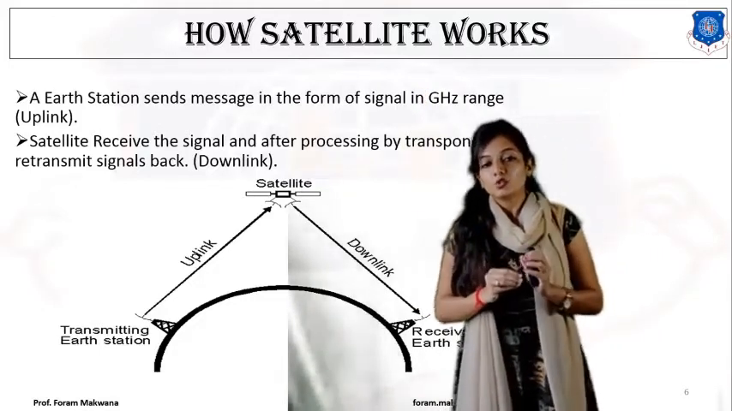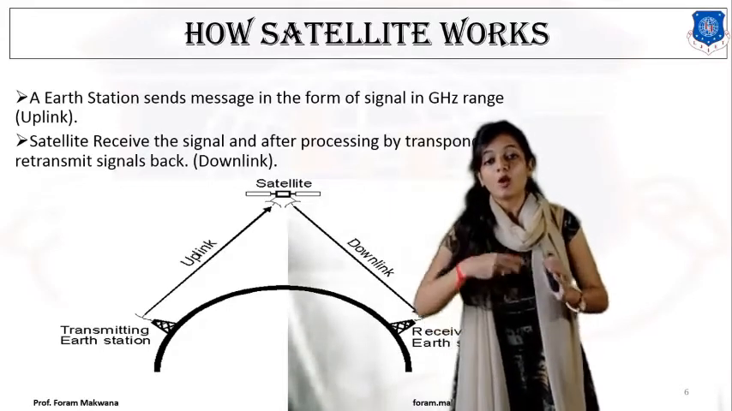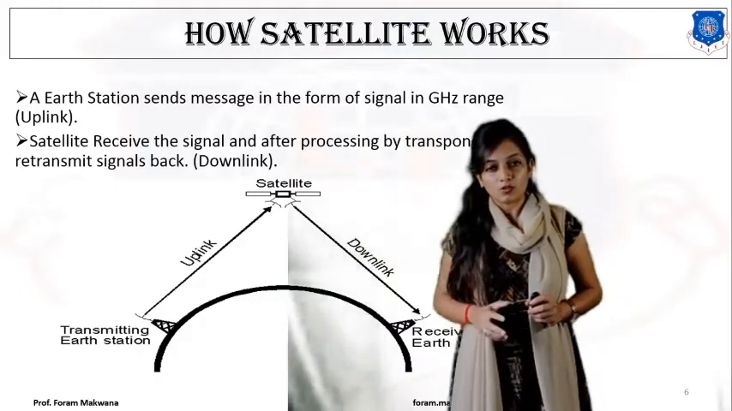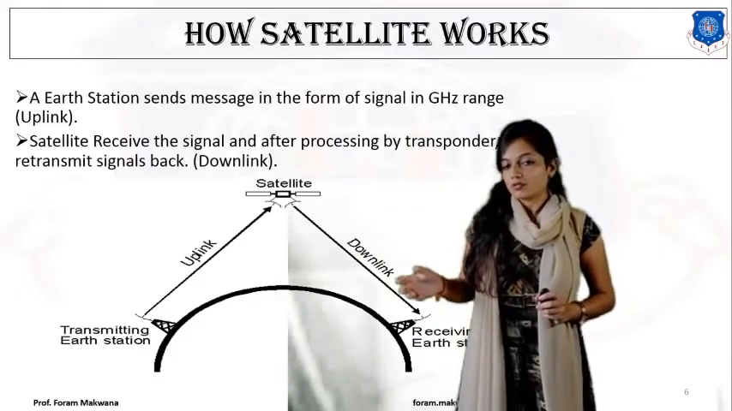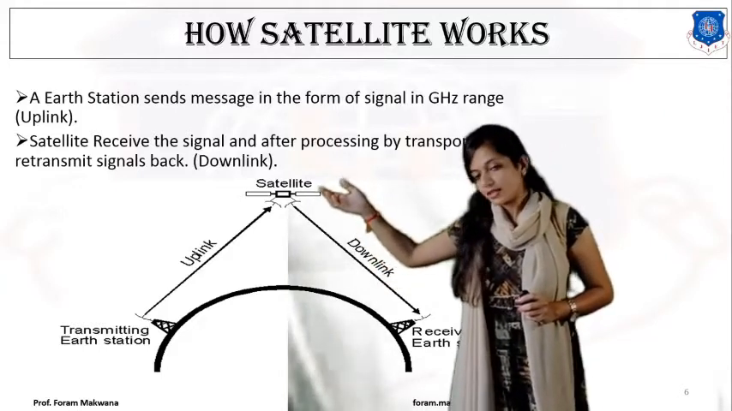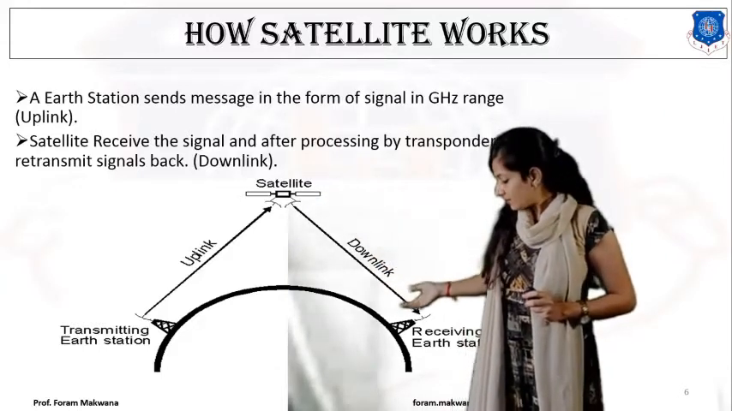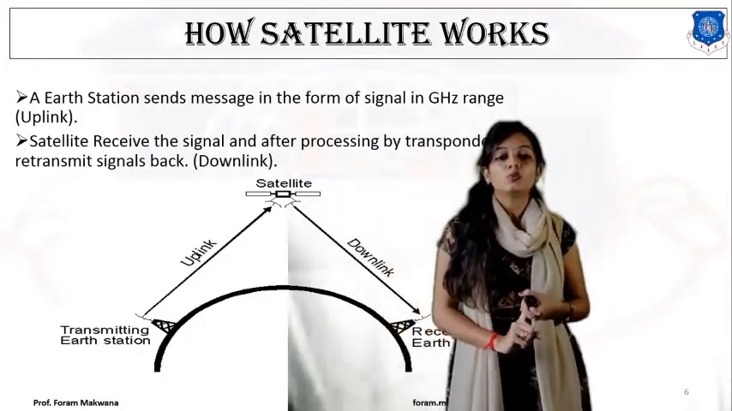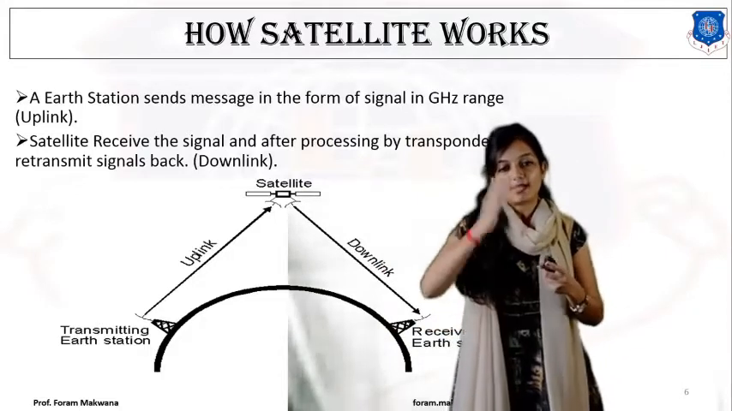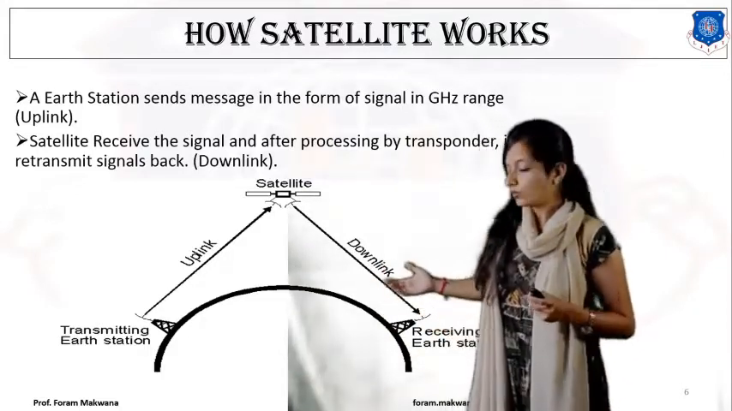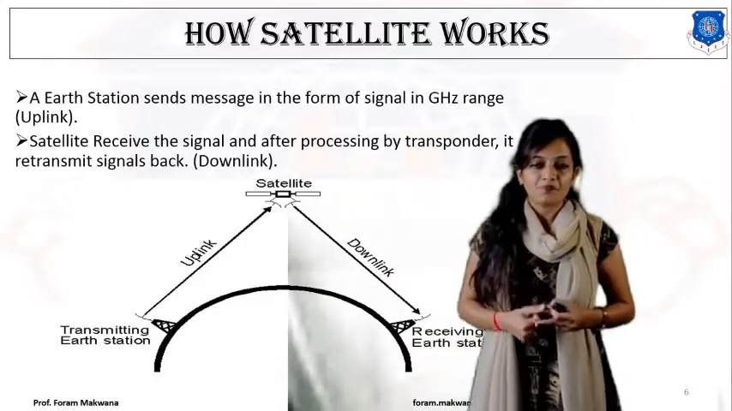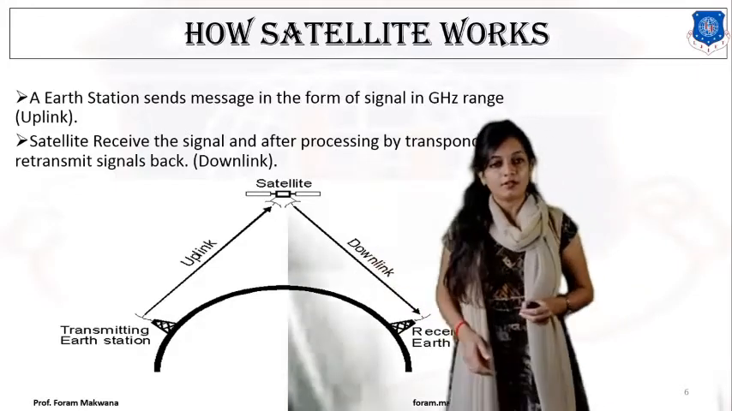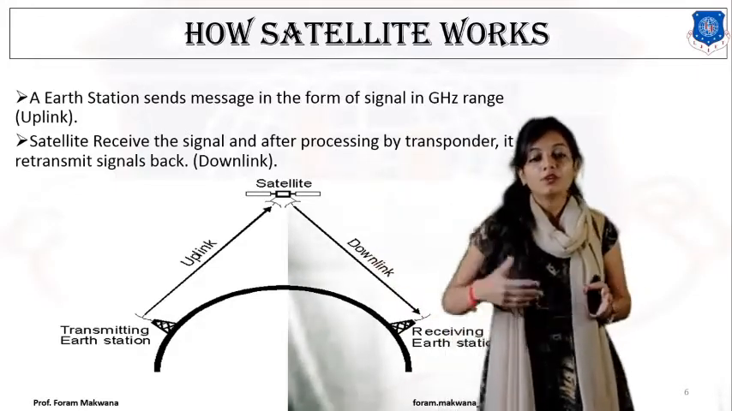The signal is going to be processed and down converted by the satellite. Now what do we mean by down conversion? That we will focus on later. And that signal is going to be retransmitted back to the receiving Earth station. The signal which is retransmitted from the satellite to the receiving Earth station is known as the downlink signal. Now the question is, what are the frequencies for uplink and downlink? Should they be the same or different?